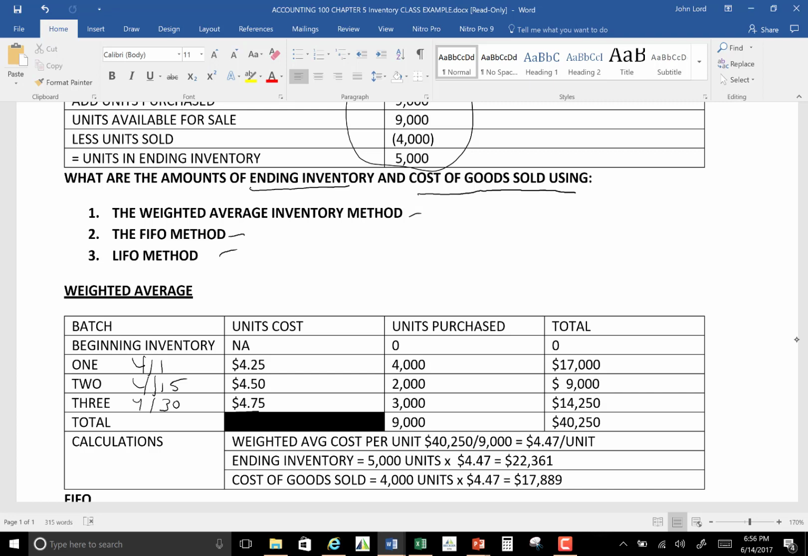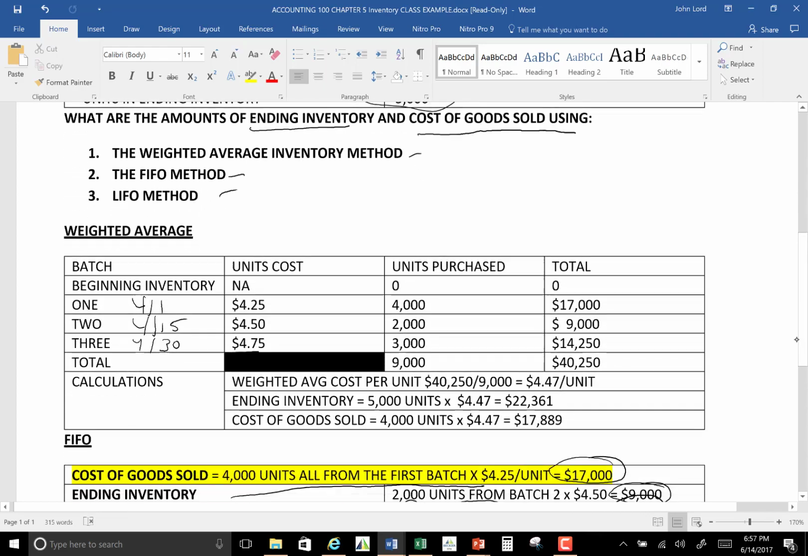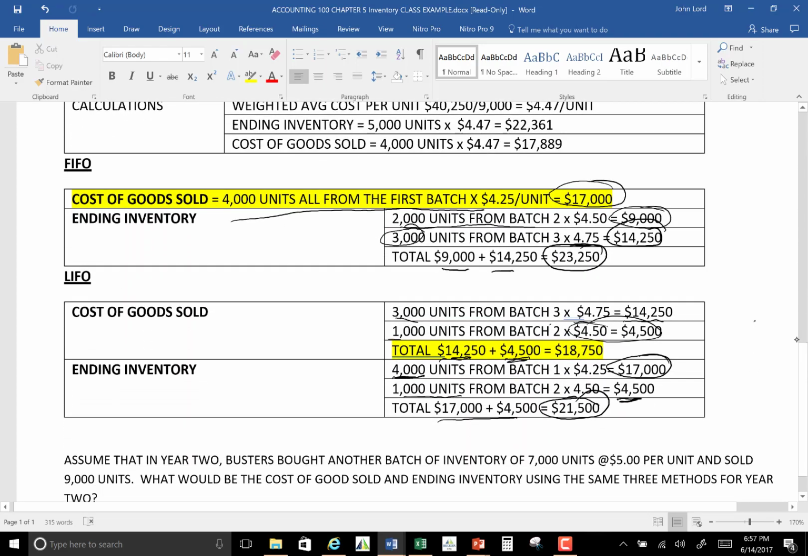Oh, I'm looking at the wrong one, though. We need to look at FIFO. Okay, so FIFO, good, guys. You already figured out that the cost of goods sold is $17,000, isn't it? So I debit my cost of goods sold for $17,000, and I'm going to go ahead and credit what? Inventory for $17,000.